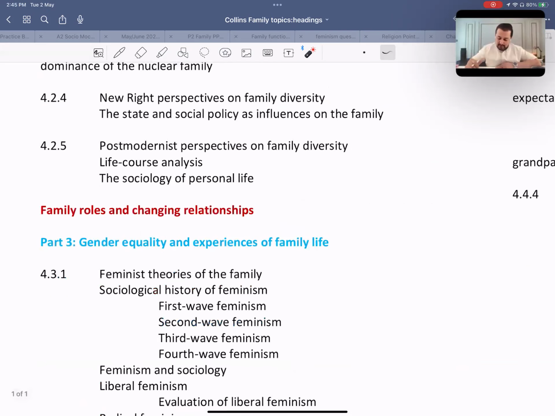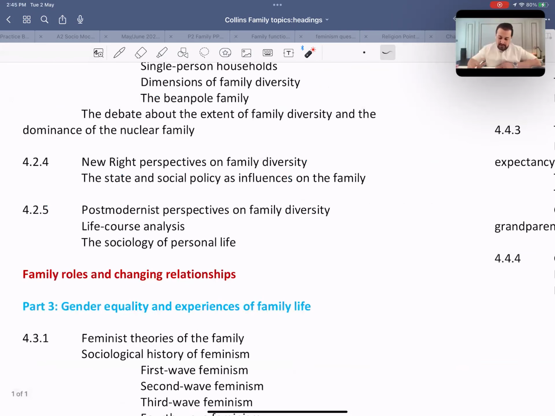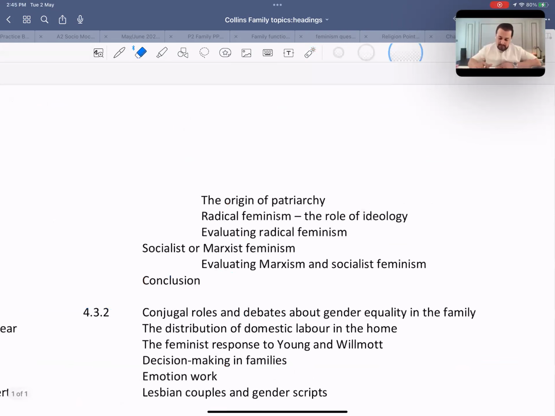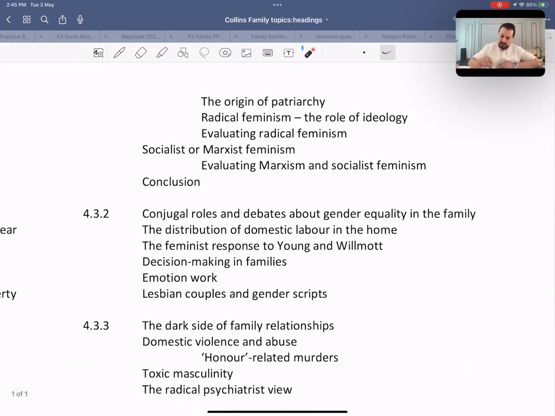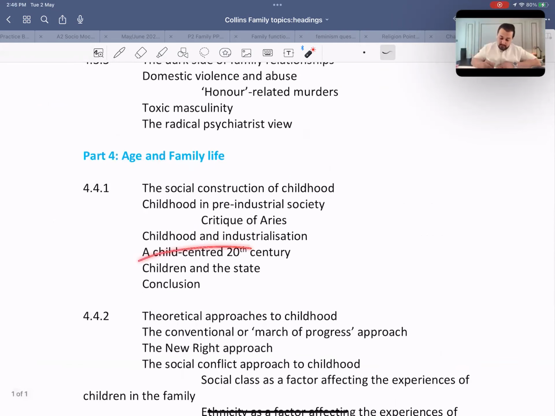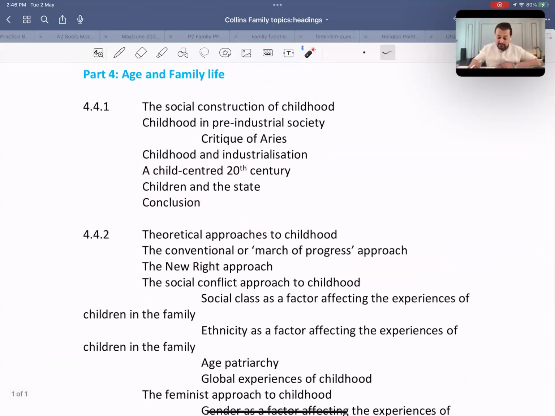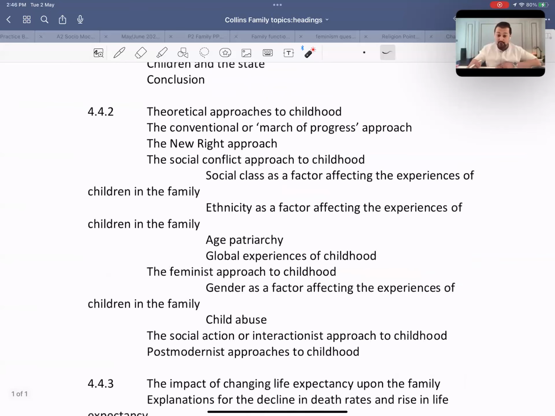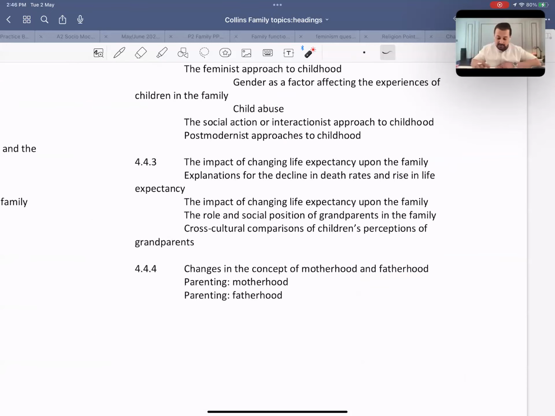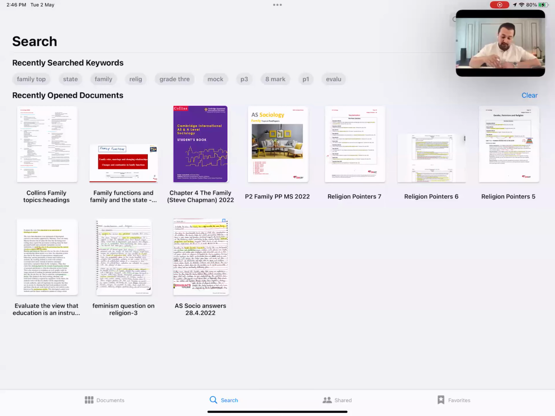Yes, there's a topic under the heading childhood. I'll just show that to you as well. That has to do with children and the state, but then again that would just help you cater to part of this answer, not the question completely.